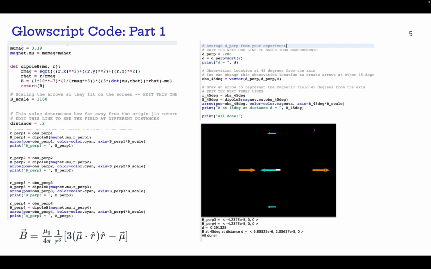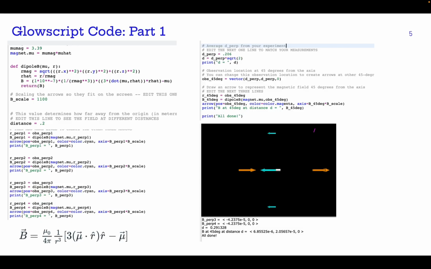And so the function is essentially the implementation of the formula on the bottom left. After that, we have our B scale and distance values, and these are really things that you just had to experiment with once you saw the model in order to make sure all of the arrows are visible. And then the next following section is just me making the arrows to represent what the magnetic field looks like at different points. And so this section in particular shows our perpendicular points.